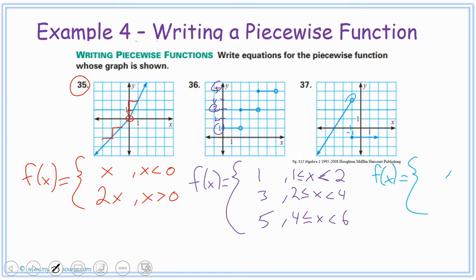So one side is strictly less than negative 1. So x is less than negative 1. And hopefully you can make that out. x less than negative 1. And then over this side, it's going to be x is greater than or equal to, because of the solid dot, negative 1. All right, so x is greater than or equal to negative 1. All right, now we just need to go and figure out what these equations are.